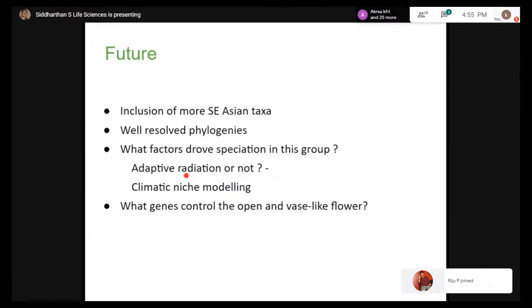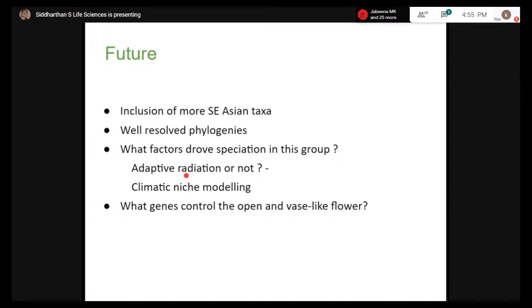But before that, we have to do a thorough study of the distribution. Sometimes we might think it is endemic to this particular region, but if you do extensive field work, it might be in another place also. So to get a clear picture, more field work is also needed. And also we can do niche modeling to understand what the specific requirements are for that particular clade.